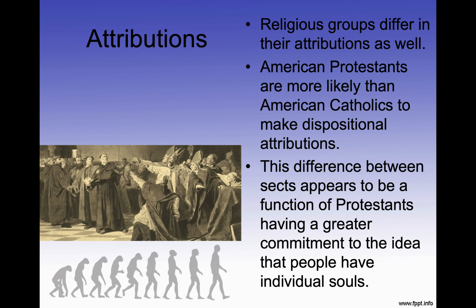Religious groups differ in their attributions as well. American Protestants are more likely than American Catholics to make dispositional attributions. This difference between sects appears to be a function of Protestants having a greater commitment to the idea that people have individual souls. And of course, this is a picture. These are the Catholics and these are the Protestants. And as you can see, they have different clothes on, and all kinds of interesting things are taking place in that picture.